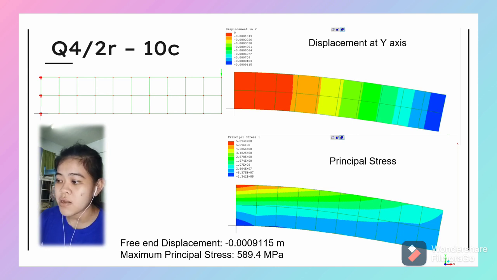Then for the principal stress, the highest stress is 589.4 megapascal, which is at the side of the fixed support at the top of it, and it slowly distributes to the lower part. The lowest stress is at the bottom left corner of the beam, which is near the fixed support.